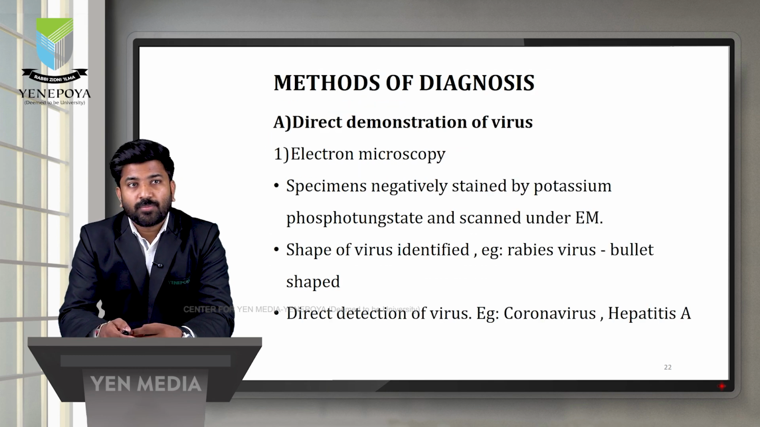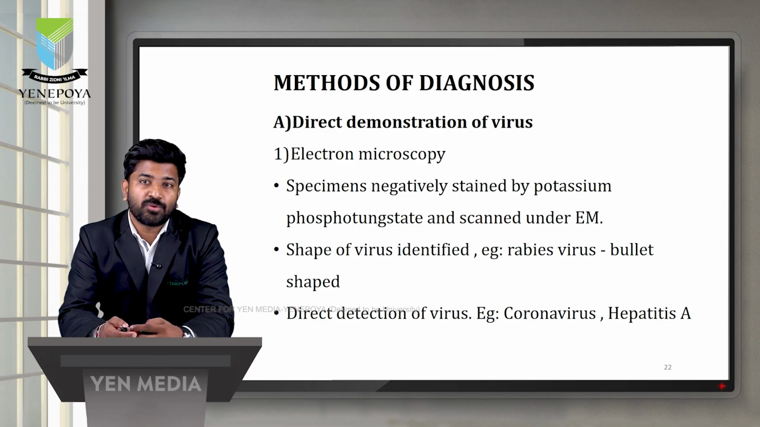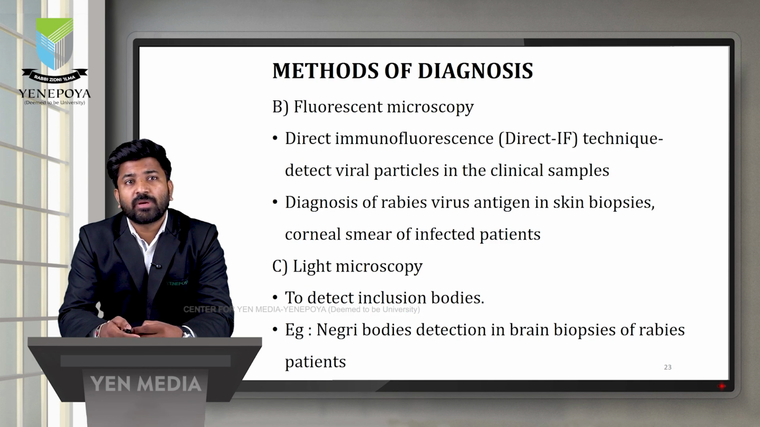Methods of diagnosis. We can go for a direct demonstration of virus. The first and foremost one that is very useful in identifying the virus directly is the electron microscopy. Specimens that are negatively stained using potassium phosphotungstate can be scanned under electron microscopes and will be able to identify the shape of the viruses, such as rabies virus exhibits a bullet shaped structure, and we can identify directly the type of viruses. We can go for a fluorescent microscopy technique as well, where we use direct immunofluorescent technique to identify the viral particles in the clinical samples.